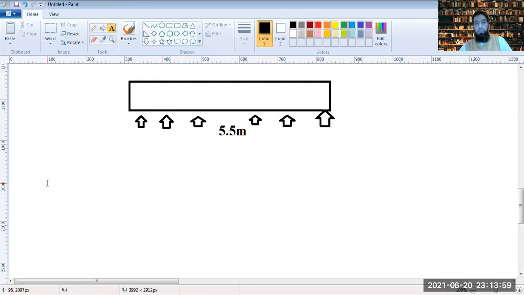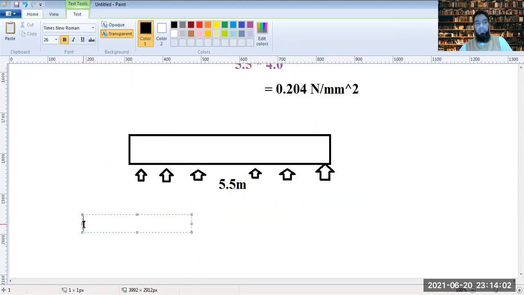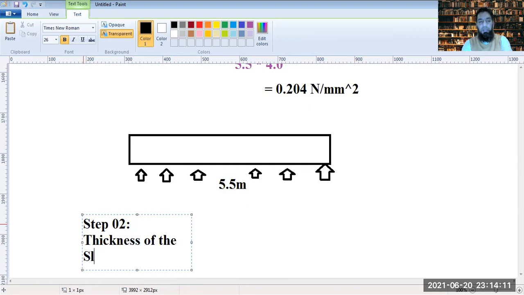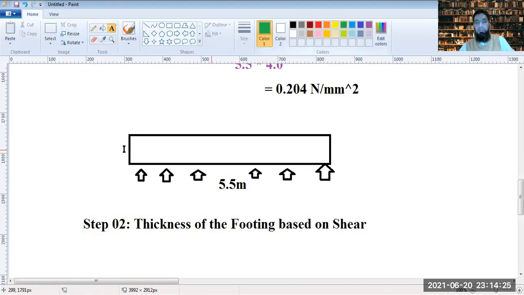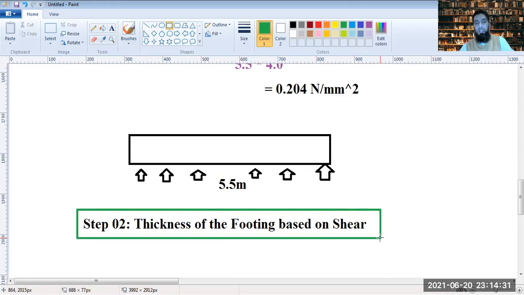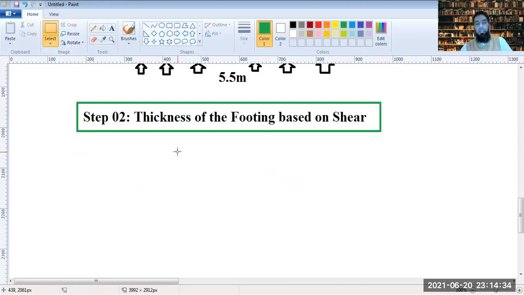So next we'll be determining the thickness. Step number 2, thickness of the slab or the footing. This will be based on shear criteria. So at this stage, how do we calculate the thickness of the footing? Now how do we calculate it?